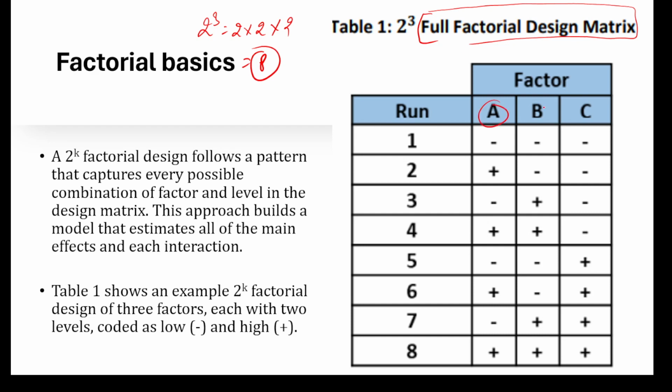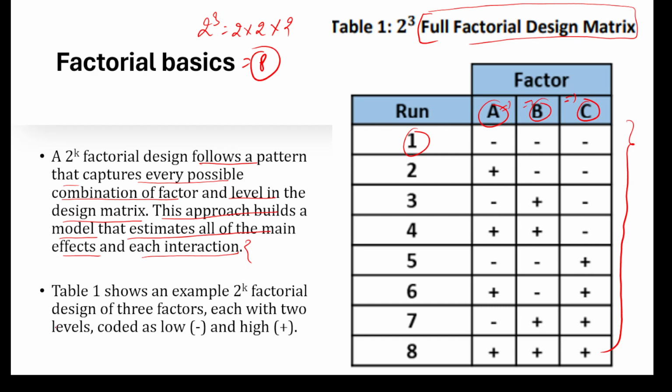Let's say the factors are A, B, C. In the first run, it might be all negative, then negative, negative, positive, then negative, positive, negative. So it's all possible ways you can write it. A 2^k factorial design follows a pattern that captures every possible combination of the factors and levels in the design matrix. This approach builds a model that estimates all of the main effects and then each interaction effect. So this is for the main effects. Now the other possible terms will be AB, BC and AC, then ABC.